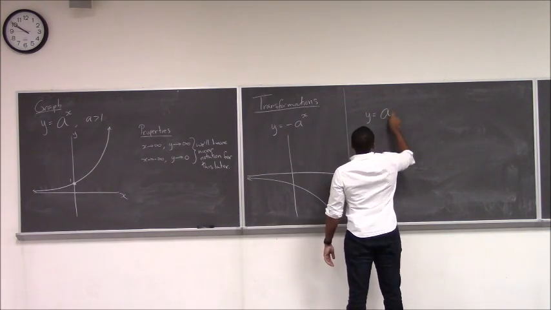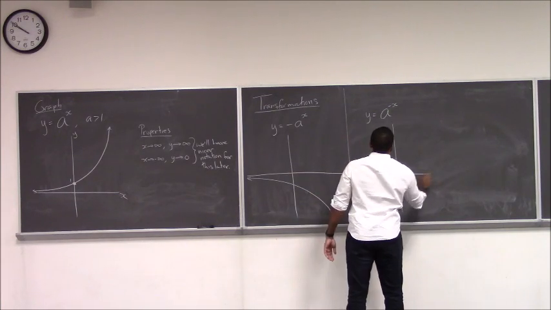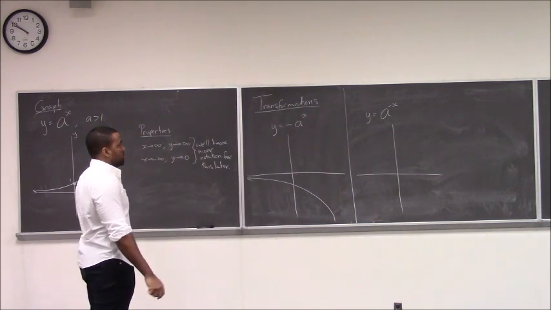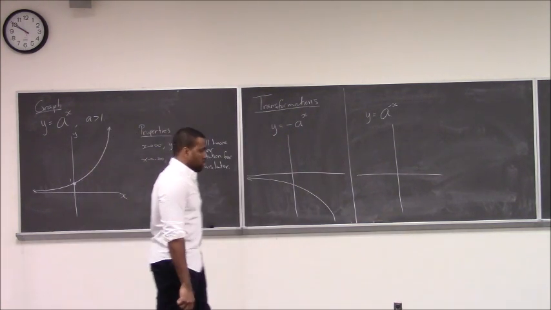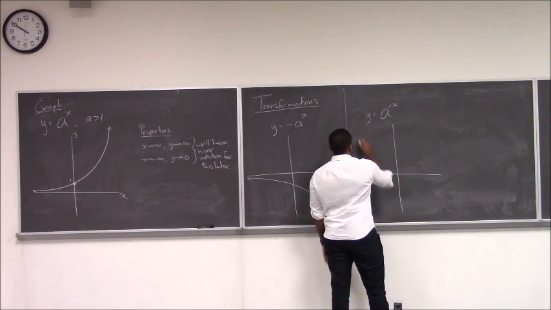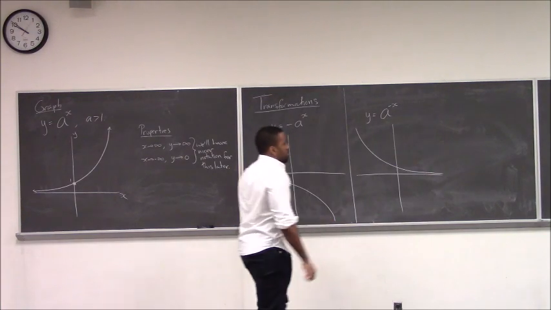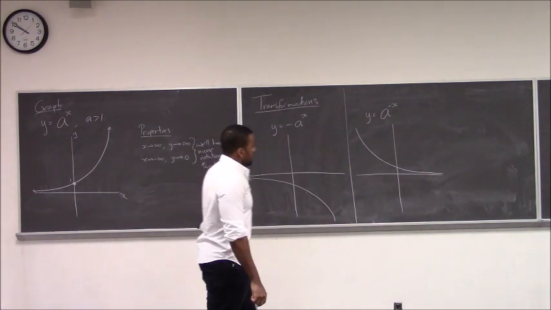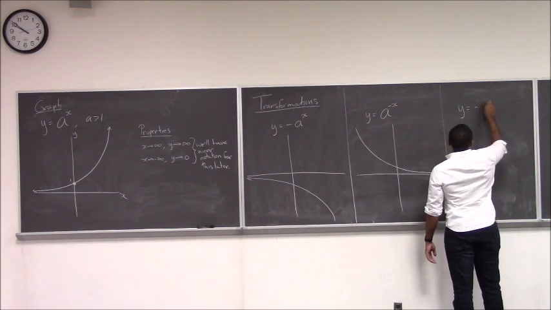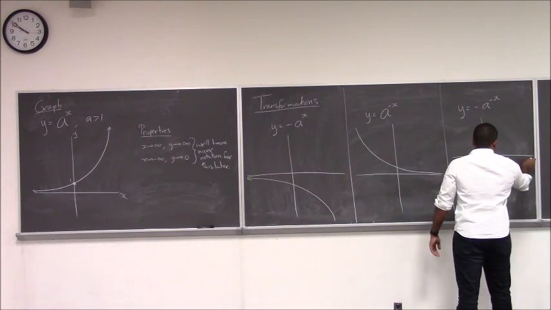What happens if you negate the independent variable? So I made the x negative. Well, that's also a reflection transformation. That flips it over the y-axis. So that function would look like that. And of course, you can actually combine these two. So your function y equals minus a to the minus x. That would look like this.